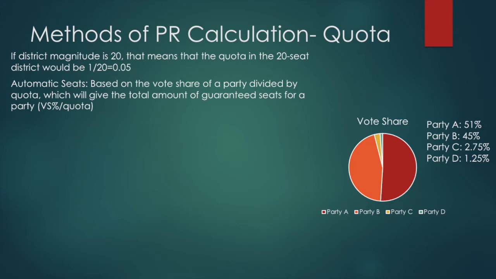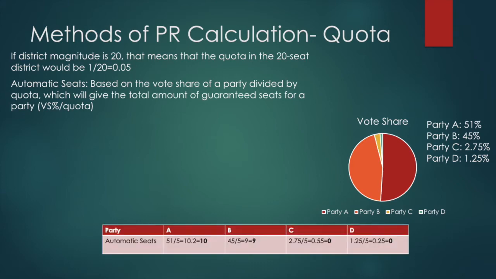Based on each value that we get, we round down to figure out the guaranteed or automatic seats that one would obtain. For example, let's take a look at Party A. Its vote share was 51%, so after we divide it by the quota of 5%, we would get 10.2 automatic seats. But we have to round down, so Party A gets 10 automatic seats.